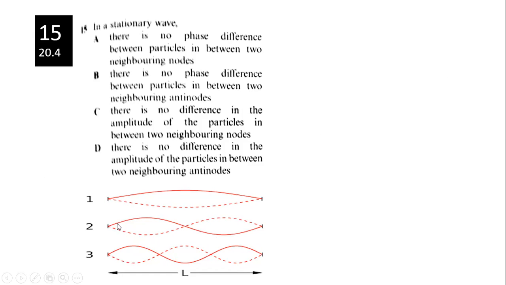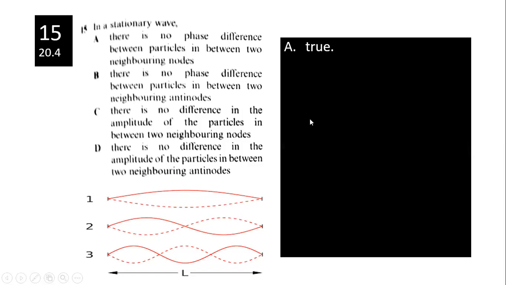Or if you are focusing on the broken line, this one is moving up, this one is moving down. So there is no phase difference between particles in between two neighboring nodes. There's a node. There's a node. So there is no phase difference. They are in phase. Correct.